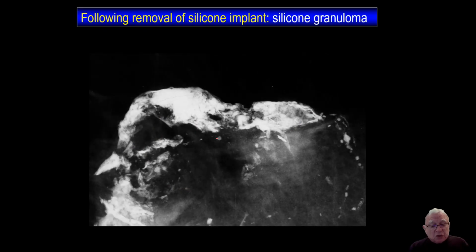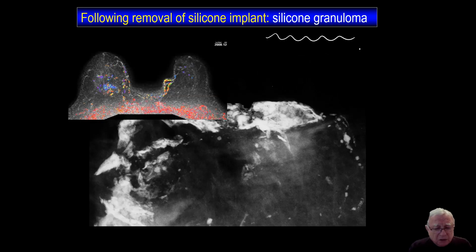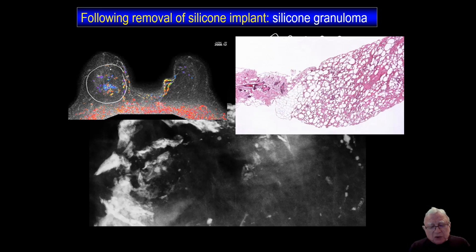This is what it looks like. Huge oil cyst. This is a silicone granuloma. You can prove it by using core biopsy. The MR can be tricky, but it's not a malignant type MR picture. This one confirms the mammographic diagnosis.